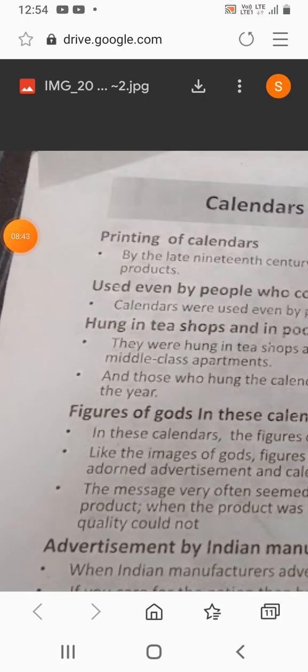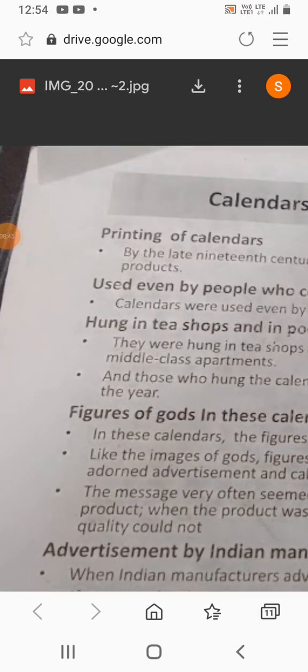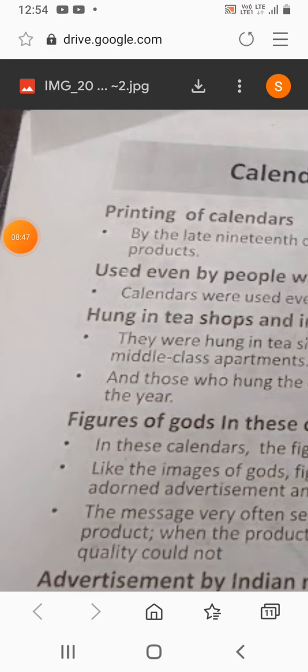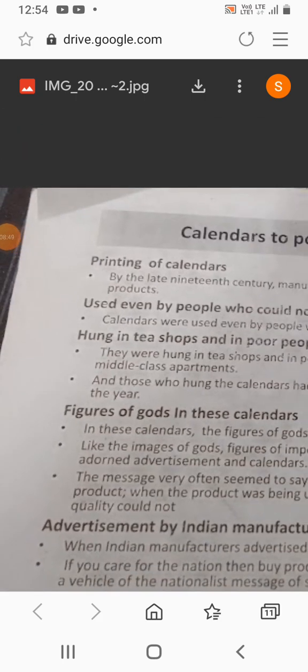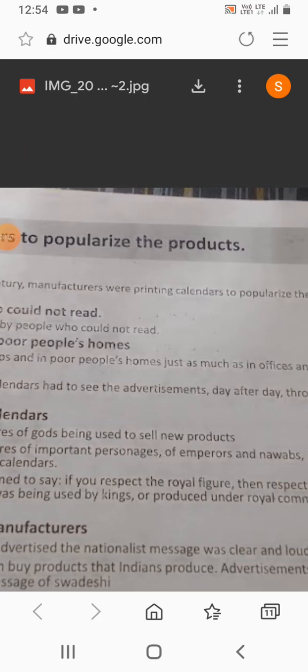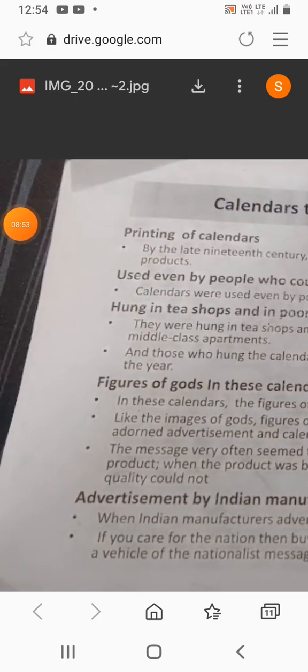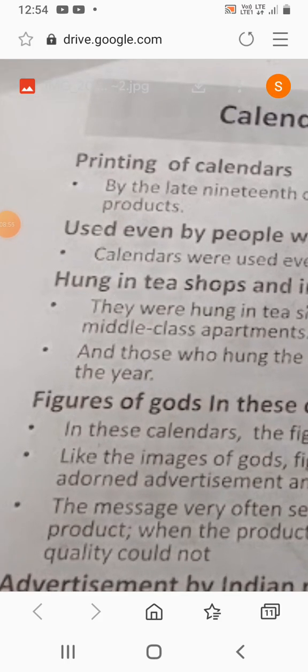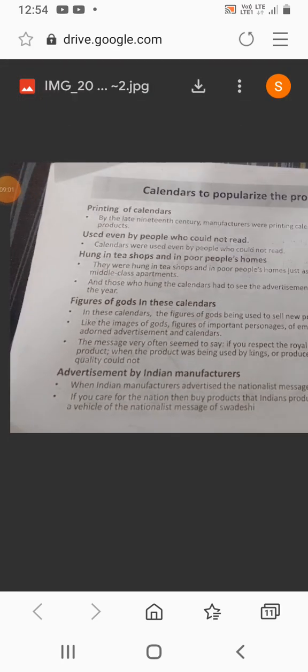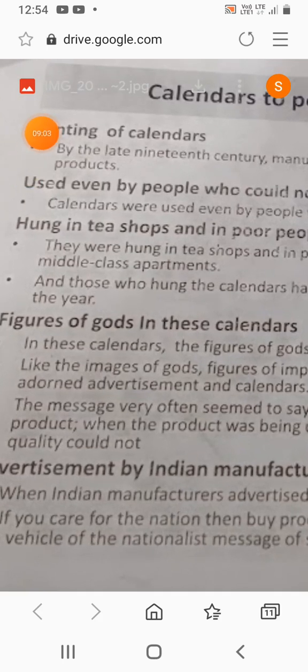You need to have this kind of headings for your points that you need to make actually. It is not directly given in the book. Suppose in the book the topic heading is given, calendars to popularize the products, but these headings for the points are not given in the book. This whole summary is written in the paragraph form in your textbook, but you have to make point headings. Why? To make your thing easier. These things will not be given in your textbook. You have to make it on your own by reading the book.